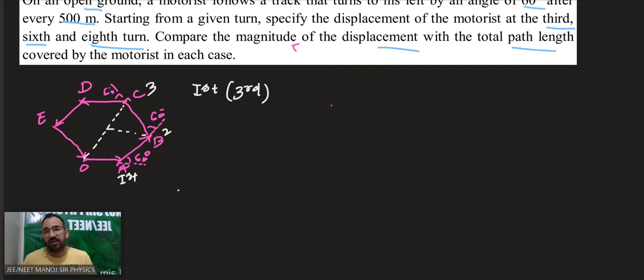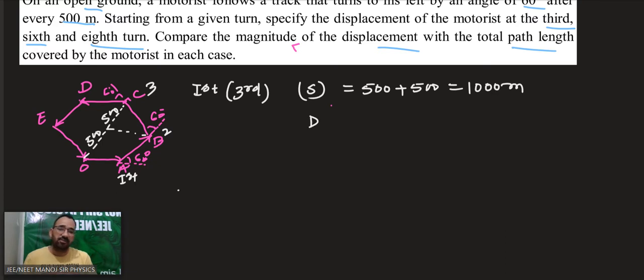Can you see carefully, dear children? In case of a regular hexagon, you have equal sides and equal distance from the center, because each is having 60 degree. That's why this will be 500 and this will also be 500. Total displacement, I am denoting it by S, is equal to 500 plus 500. The answer will be 1000 meter. So 1000 meter is the displacement of this motorist after the third turn.